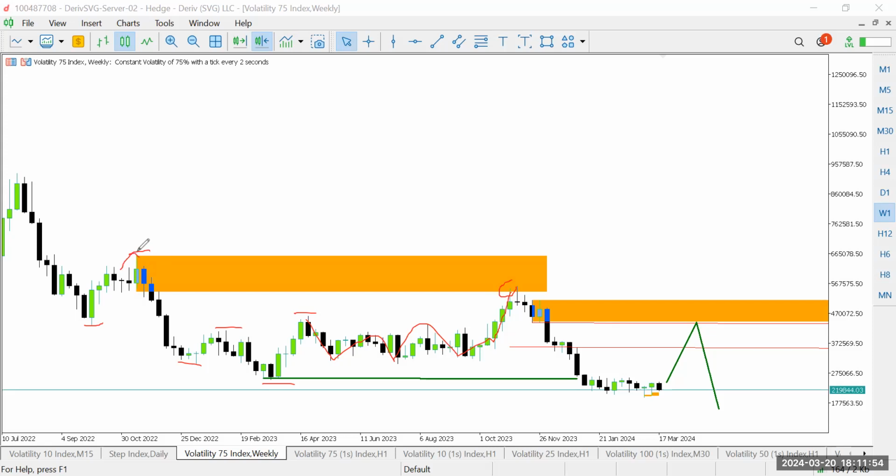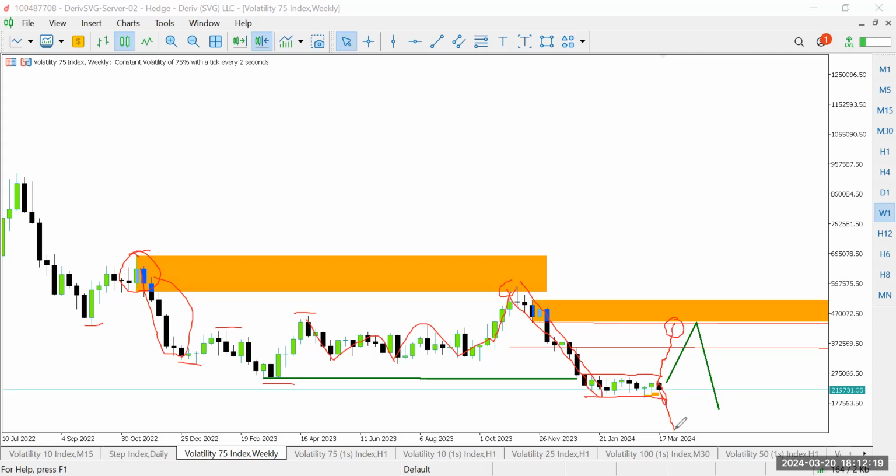And then it went to mitigate this supply area, this last bullish candle before this down move, and then we saw this massive sell. After that massive sell, we are seeing a consolidation. The consolidation will either give us a retracement, or a reversal, or we can get a continuation to the downside.